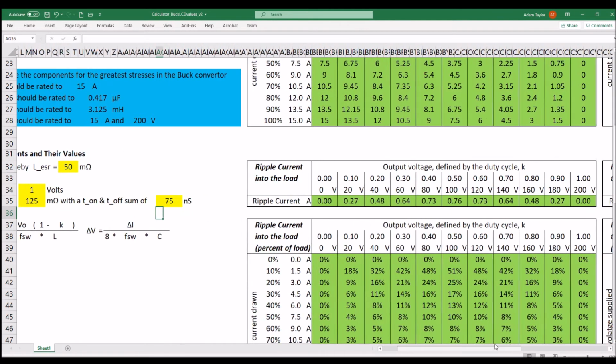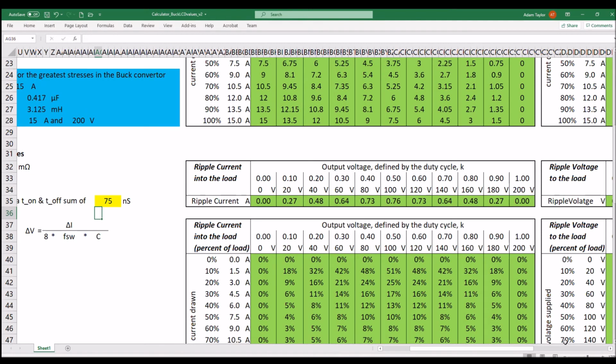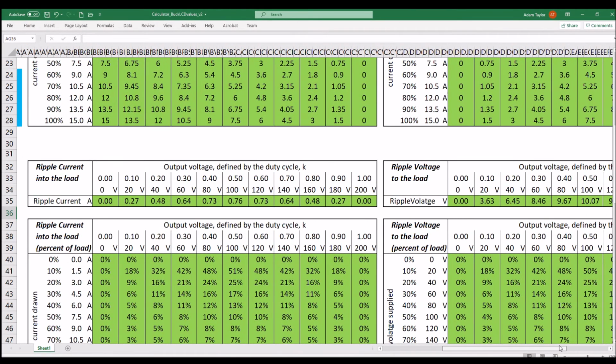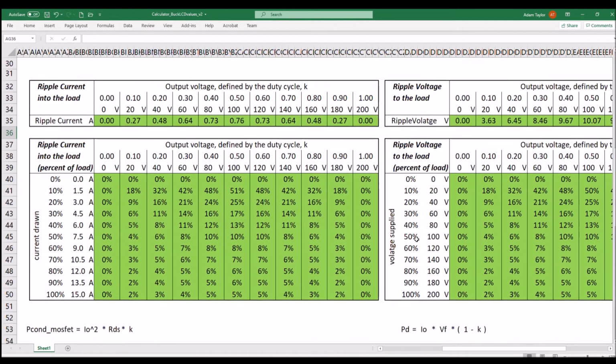So let's look over here. For the ripple current, based on K, we will get these values. And then when we change the load that we're going to draw, we're going to see that the differing value of ripple is going to be quite significant. And this is what my calculator shows here. It does the same sort of thing over here with the voltage.